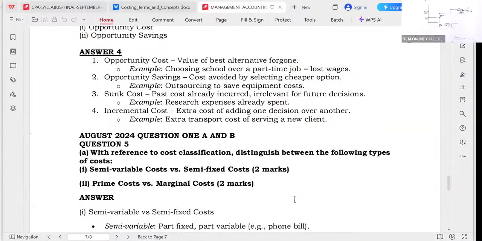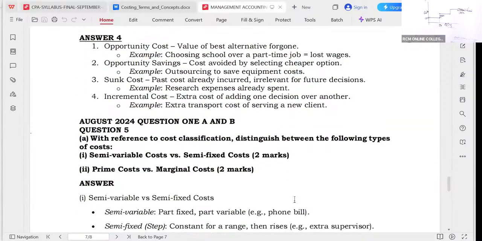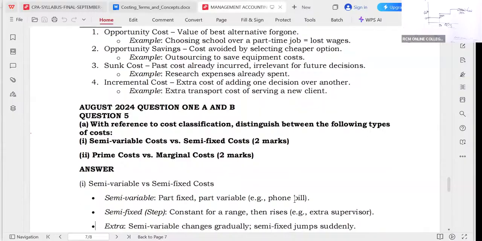With your permission, I'll be able to go to August 2024, question number 1A and B. But I can see that there is a chart. I always follow the chart. Yeah, thank you so much.